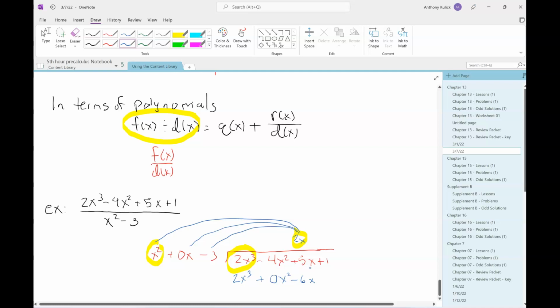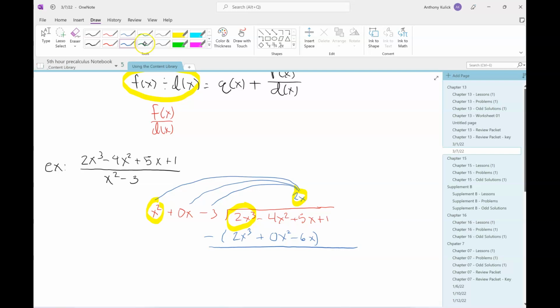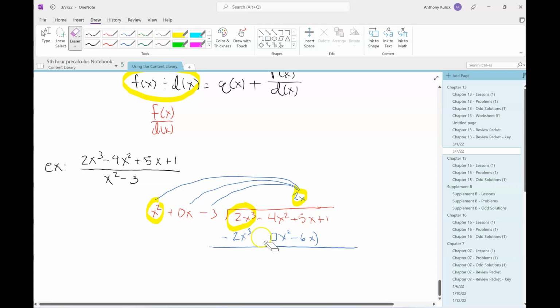So far, so good? Now what do we do now that we've written it underneath? We have to subtract down. Now this is a place where frequently students make a mistake, because we're subtracting the entire polynomial. So really we have to make sure we're distributing that negative through. So after I've written the subtraction symbol out front, I'm going to distribute the negative through and really think about it as an addition problem.